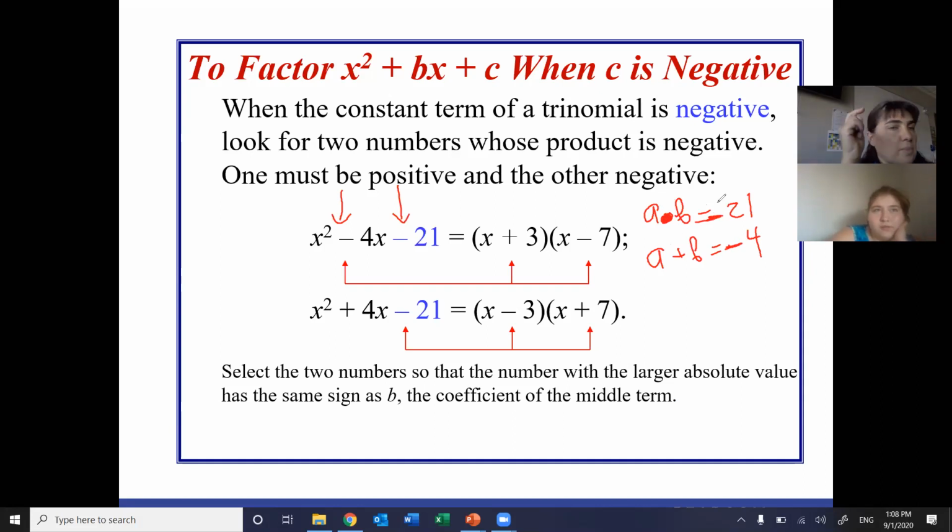Like, how can you multiply two numbers and get a negative number? What does the sign of each number need to be? That's right. They need to have opposite signs. This is what we are after.